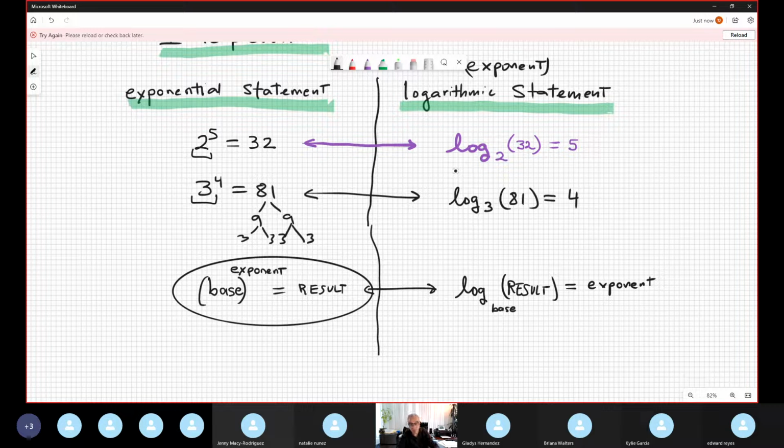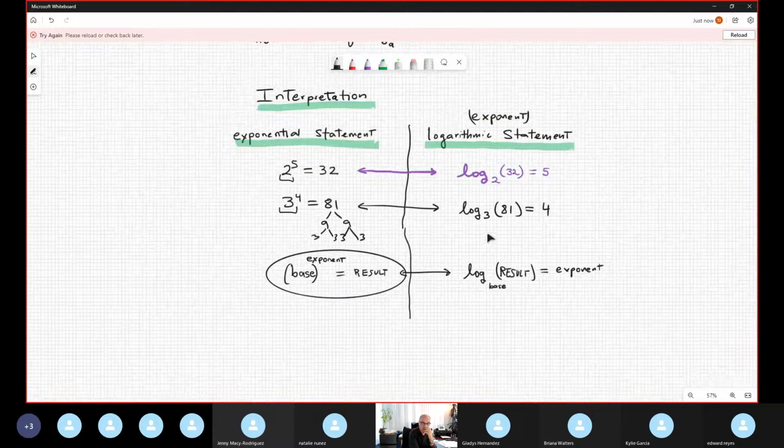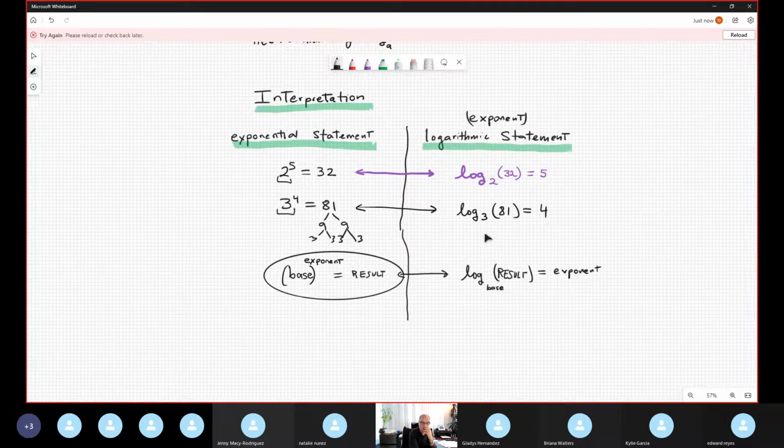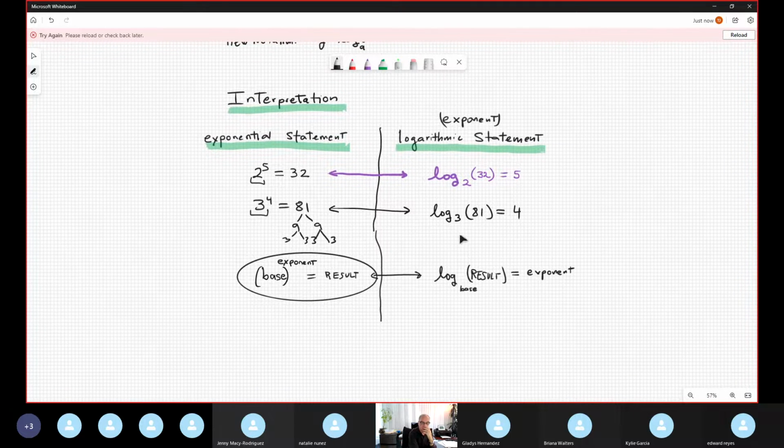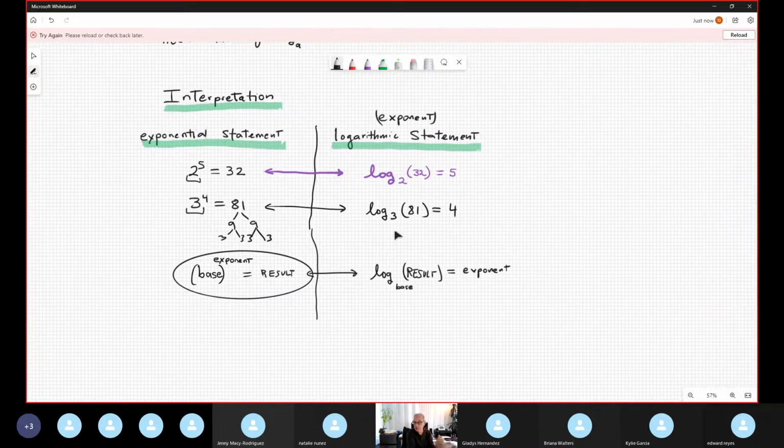I promise we are doing conversion in both directions, but before that, I want to discuss. The idea today is an intuitive idea for the logarithmic. Next time, guys, it's important.